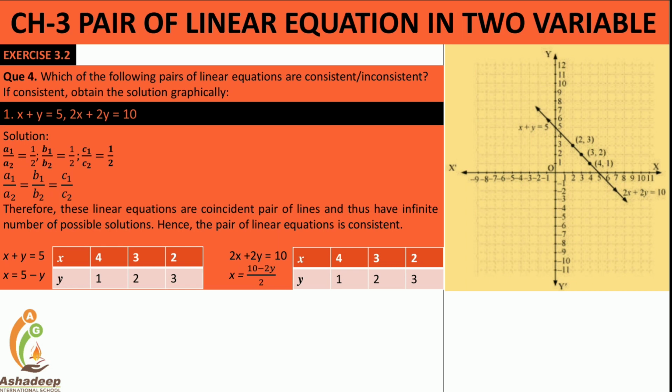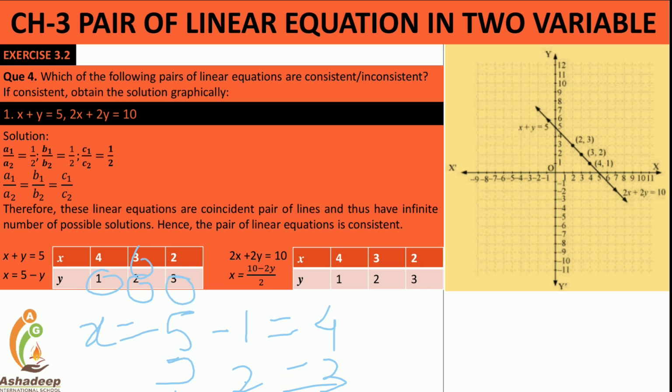As we saw in the previous lecture, we need to make x alone. So y goes to the other side and becomes minus, so x is equal to 5 minus y. So instead of y I put 1. What is it equal to? It is 4. If instead of y I put 2, then 5 minus 2 is equal to 3. If I put 3, it becomes 2.